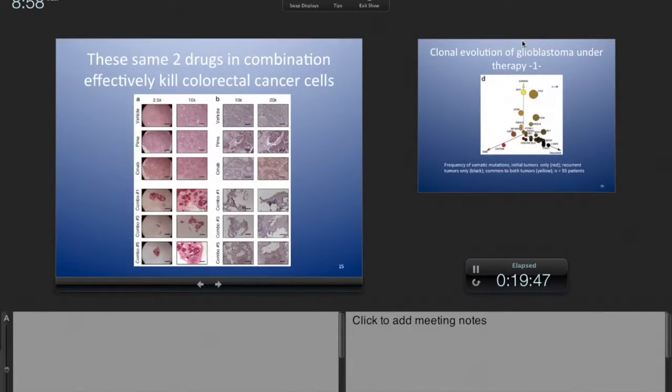The most interesting ones to look at would be in this quadrant of the thing, where you have the combination of the small molecular weight drug and the antibody. They're wiping out these cells in culture at a variety of dosages. So that's a good thing to find in the laboratory.